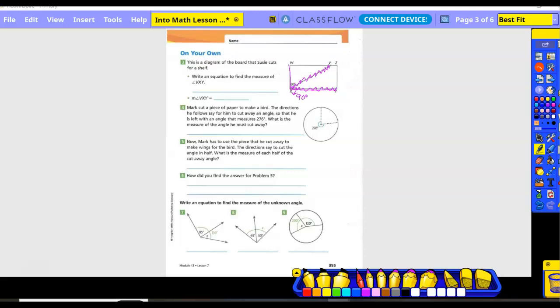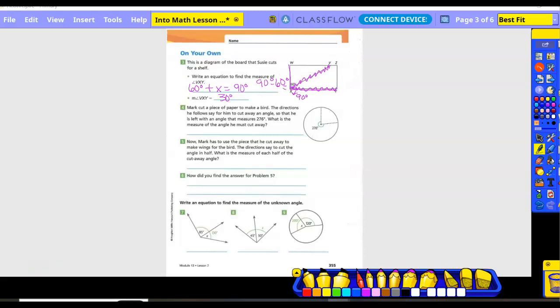So we know 60 degrees plus, we'll just label it as x equals 90 degrees. So how am I going to get x by itself? 90 minus 60, which equals what? 30 degrees. Now, does that work? 30 degrees is what type of angle? Is an acute angle. Is that angle acute? Okay, so does it work?